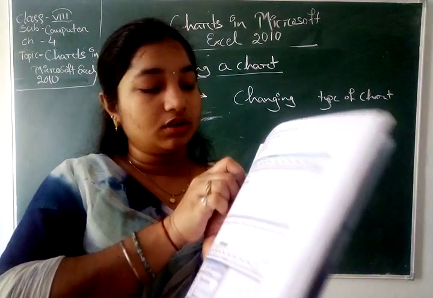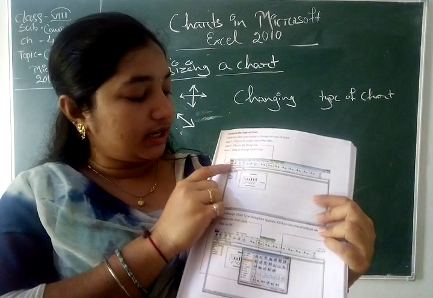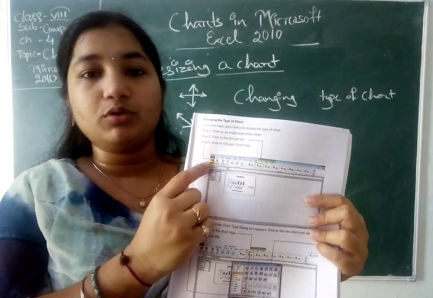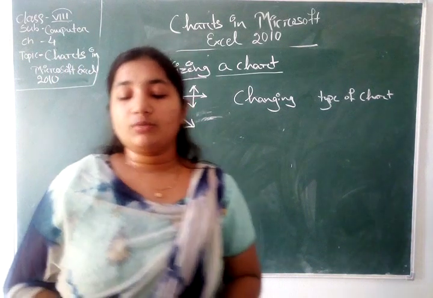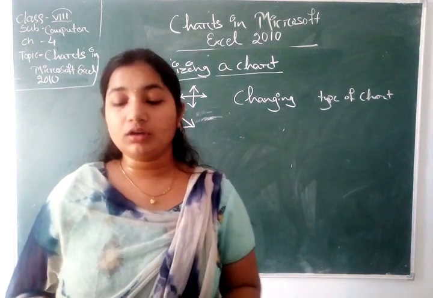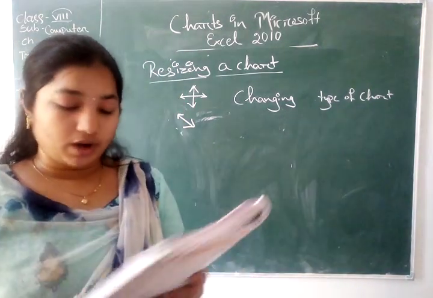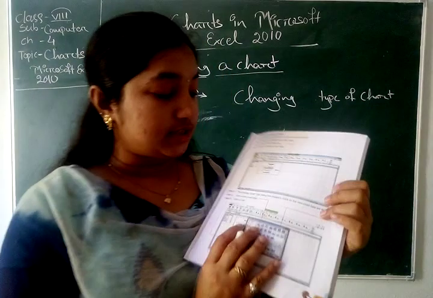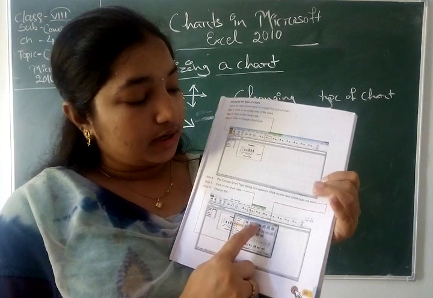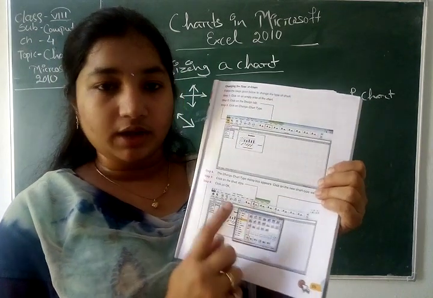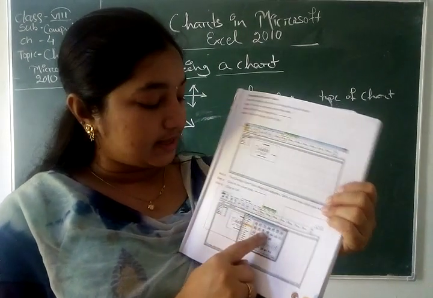The change chart type is here. We have to click on that. After that, the change chart type dialog box will appear, and click on the new chart type that you want. After clicking on change type, this dialog box will appear, and we have to click on what type we want to place there.